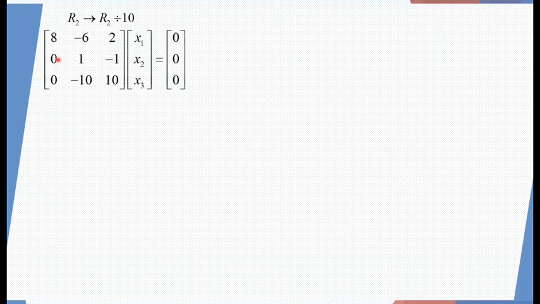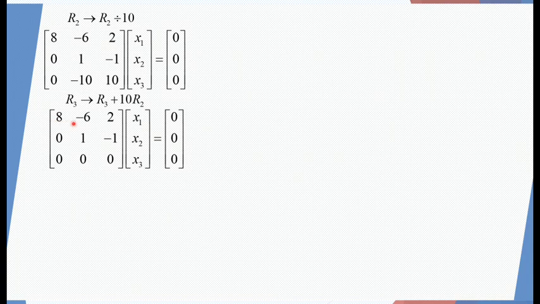Or first divide R2 by 10, so we get 0 1 minus 1 and 0 minus 10 10. Now applying R3 as R3 plus 10 times R2, we get 8 minus 6 2, 0 1 minus 1, and 0 0 0. So the operations are completed, the rank of the matrix is 2 and the number of unknowns is 3. So the system of homogeneous linear equations is consistent and a non-trivial solution exists. We write the equations as 8x1 minus 6x2 plus 2x3 equals 0 and x2 minus x3 equals 0. These are equations 1 and 2.